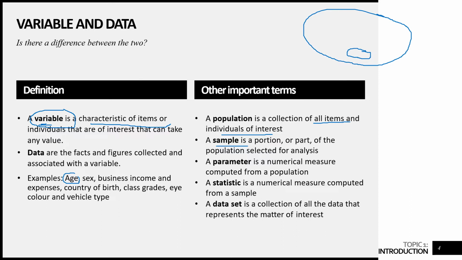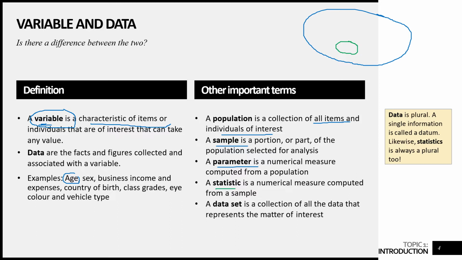So if you are able to get information from your population, that number is called a parameter. But if you're only able to get a sample, the calculation for that sample is called a statistic. Now, please don't be confused between the word statistic and our course statistics. Statistics is always plural.